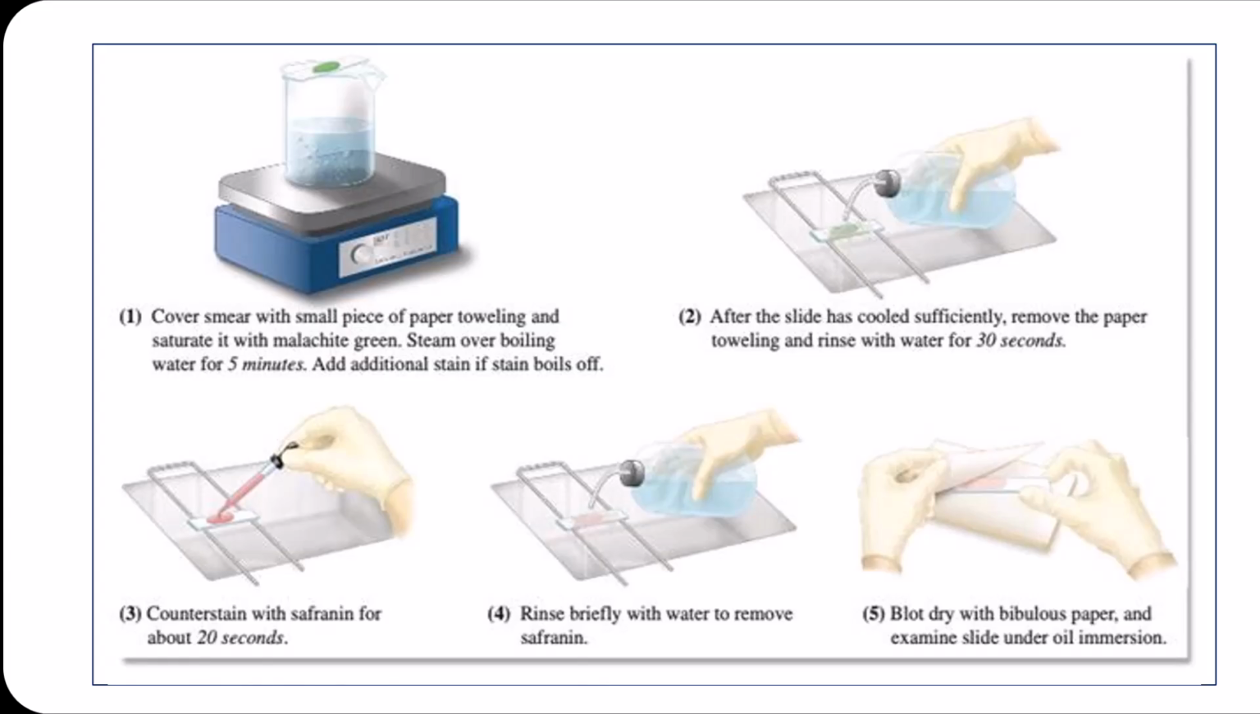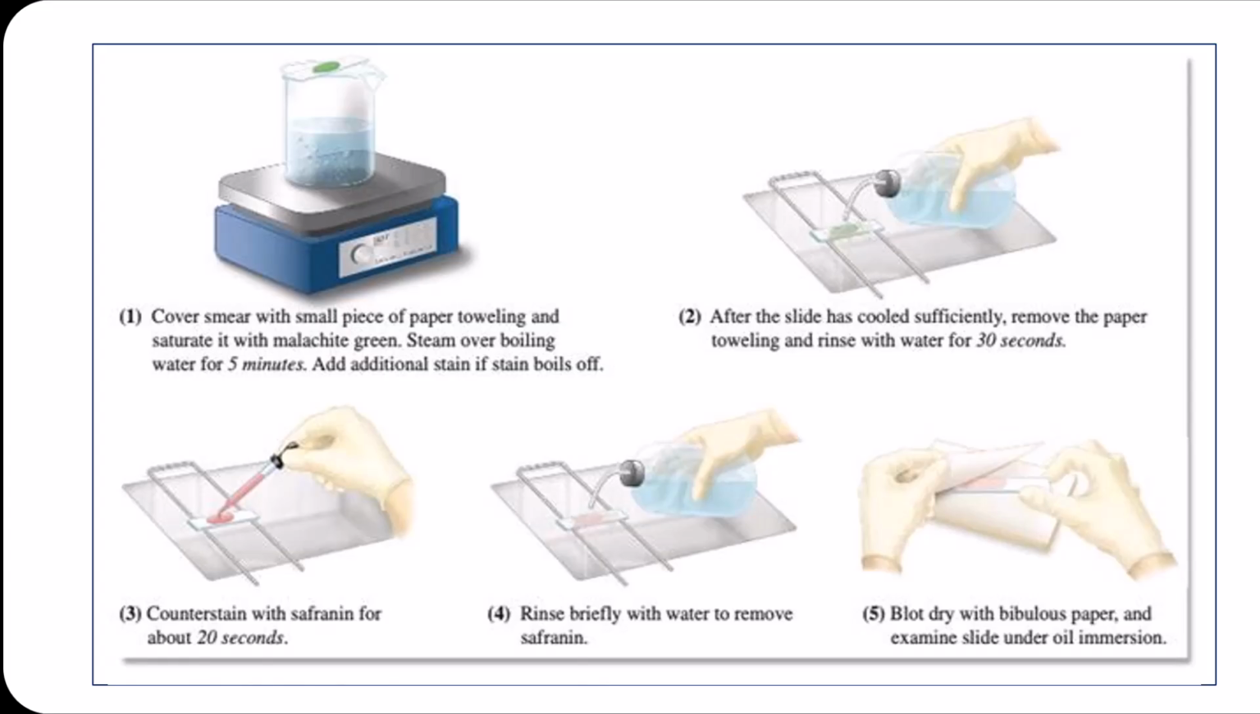Steam the slide over boiling water for about 5 minutes. During this time, if the stain dries, we add more stain. Heat in this step is very important to allow the primary stain to enter the strong endospore structure. After that, we allow the slide to cool, then wash the slide with water for about 30 seconds. In this step, the water will remove the stain from the vegetative cell, but not from the endospore.